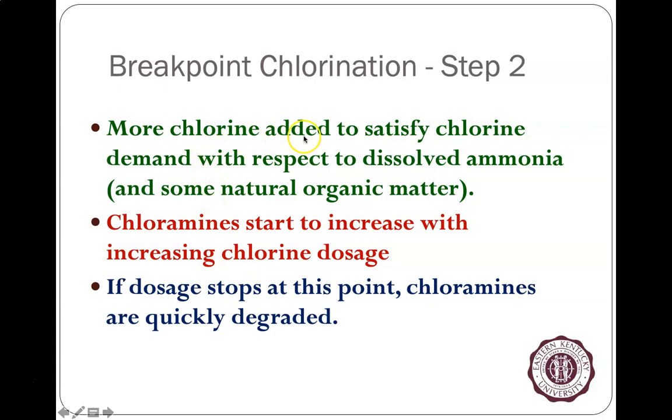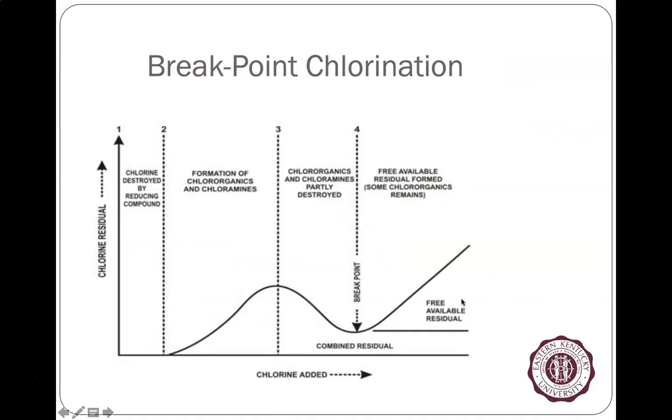So as we add more chlorine to satisfy that chlorine demand, especially if there's ammonia in the water, nitrogen compounds in the water, chloramines will start to form. And they'll form proportional to the amount of chlorine you're adding. And guess what? Chloramines can actually do disinfection. And if dosage stops here, your chloramines will be used up. Chloramines will also react with other organic matter in the water and they will get degraded. Chloramines are not as long standing in the water system as free chlorine after the break point. So this was step 2.